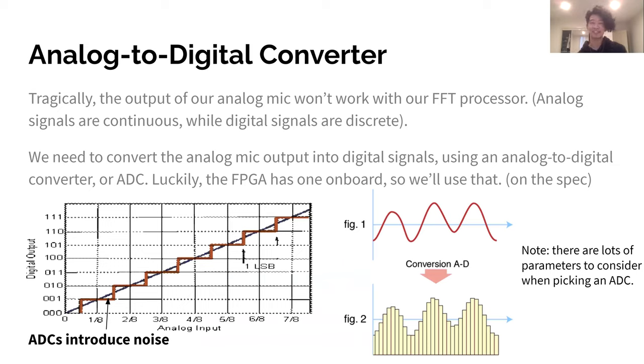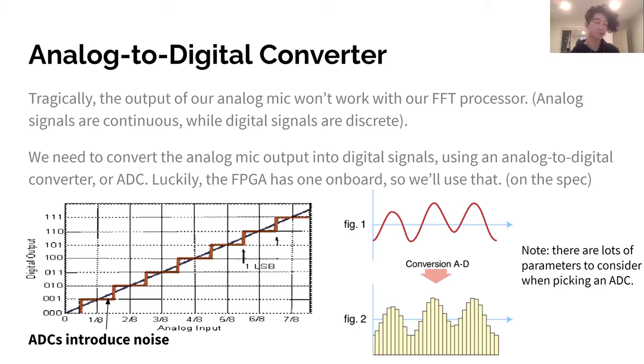So in order to fix that problem, we need to use an analog to digital converter, which converts analog signals to digital signals. If you see the graph on the bottom right, the top figure is your analog signal. It's very wavy, continuous. The analog to digital converter converts all those values into discrete values, and that's what you get on the bottom picture. If you go back to the left, you can see that straight line is your analog signal. But once you convert it to a digital value, you have to pick one or the other. You can't have in between values, it has to be discrete.